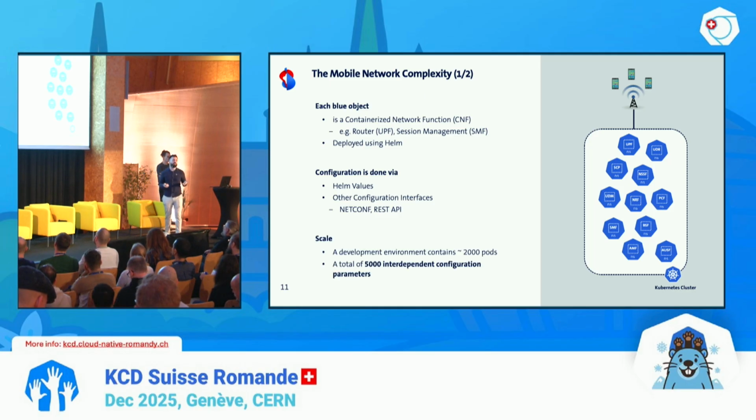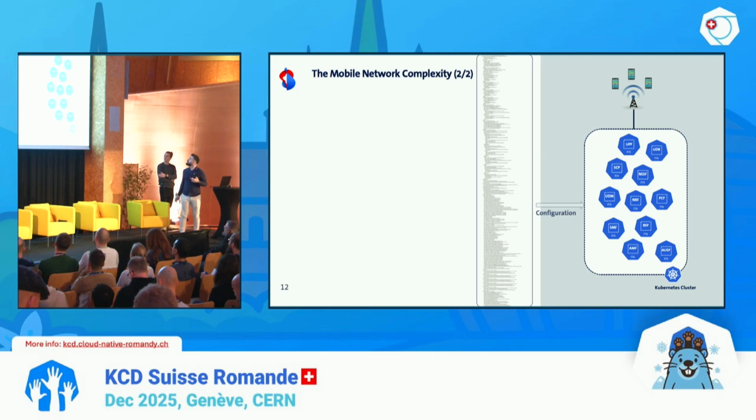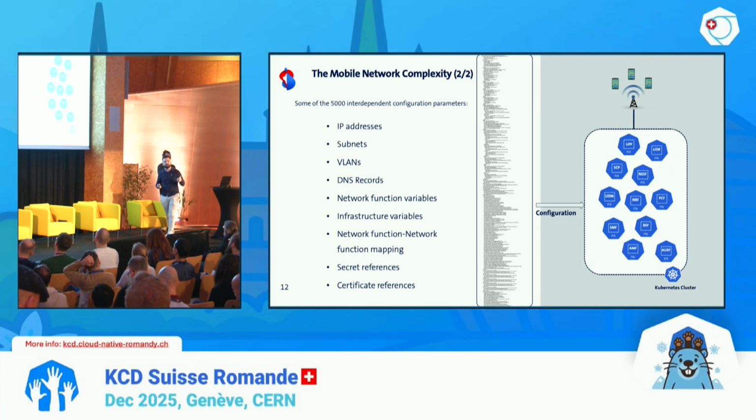And then we have the problem of scalability. A dev environment contains around 2,000 pods, and also, as I told you before, we have a lot of interdependent configuration parameters that I will show you now. So this is what the configuration of the whole mobile data core looks like. We cannot even see it. I cannot even see it. But if we zoom in, we can see there are IP addresses, DNS records, VLAN IDs, subnets, and many more things.